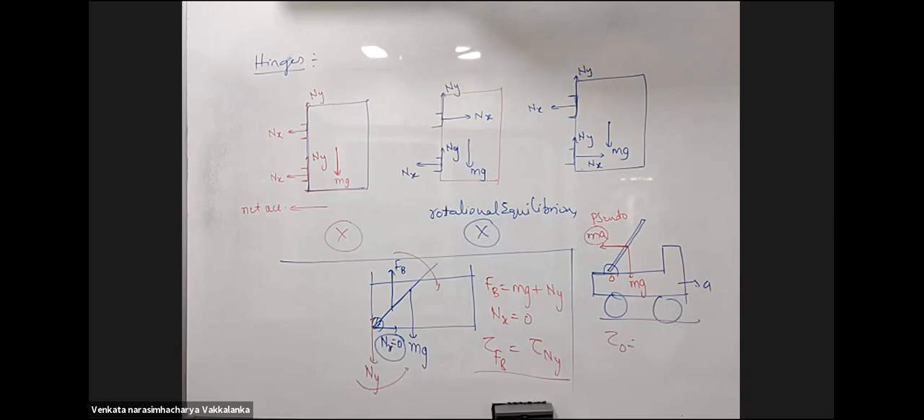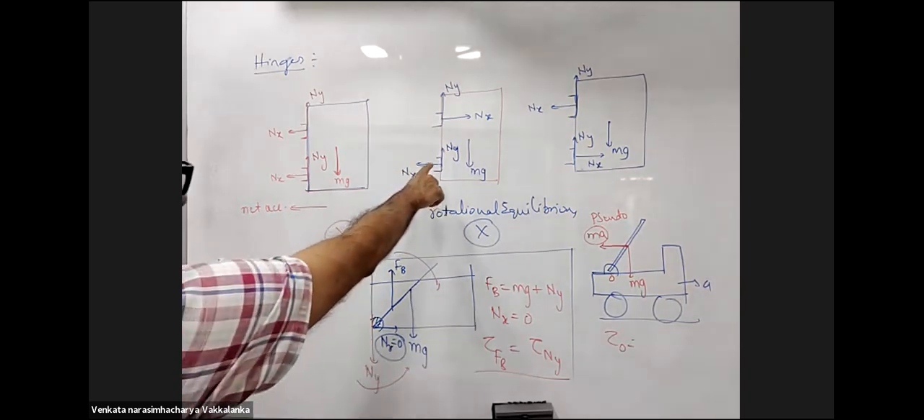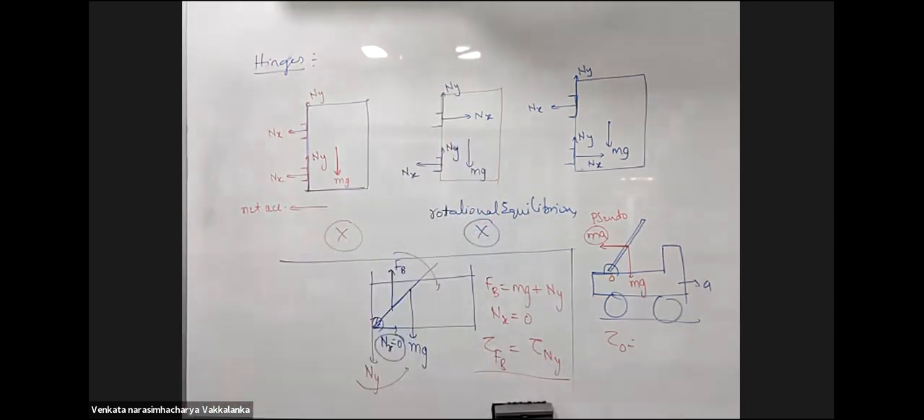So could you please explain again why the second diagram is wrong? It is not in rotational equilibrium. Take the torque about any point and see, it will not be in rotational equilibrium. I have taken the torque about the lower hinge. Nx and mg will give me clockwise torque. Remaining all forces are passing through the hinge. Okay, sir. Got it. Thank you, sir.